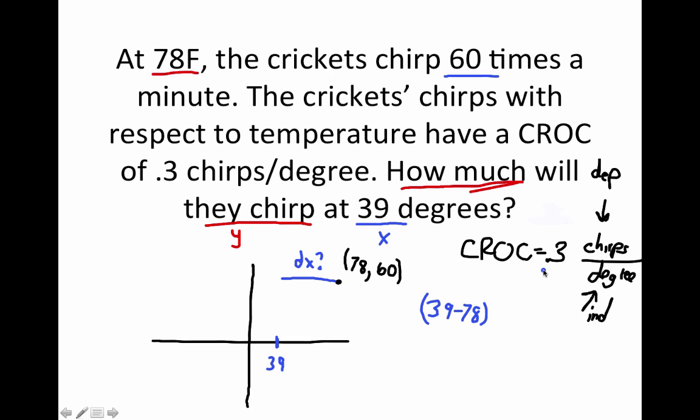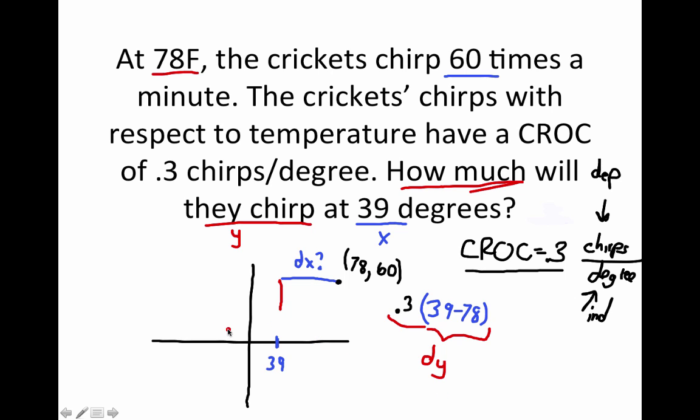How does that help me with chirps? Well, it's the magic of this constant rate of change. It says the change in chirps is always going to be 0.3 times as much as the change in degrees. So now if I choose to multiply this by 0.3, this gives me a change in chirps. So right here, that's my change in chirps.